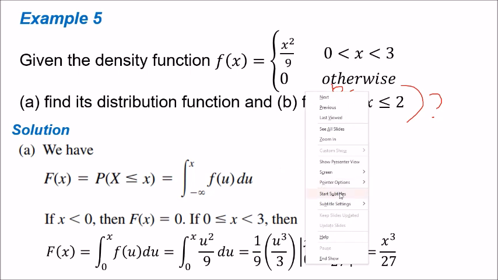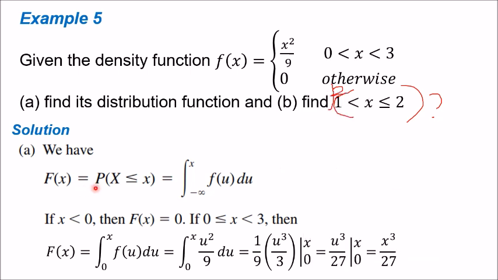Now, for the solution, we have the formula from our introduction: capital F of x equals the probability that x is less than or equal to x, which is the integral of f of u du evaluated from negative infinity to x. We only go up to x here, so we use our x from the given. This is the formula we will follow.